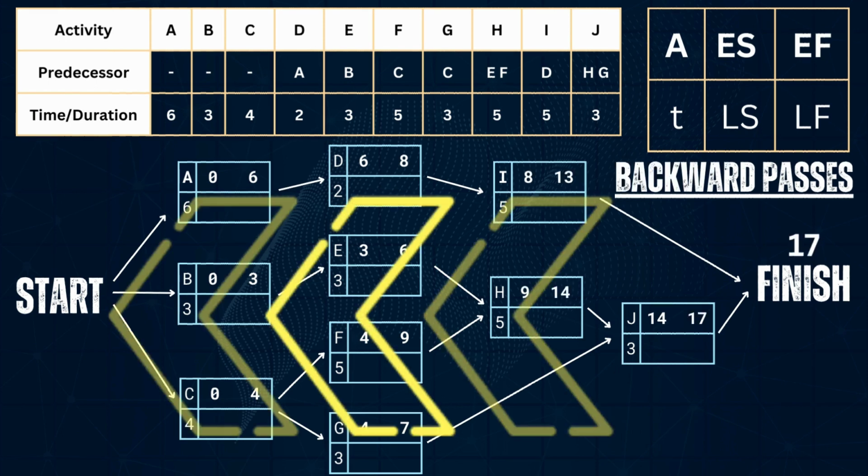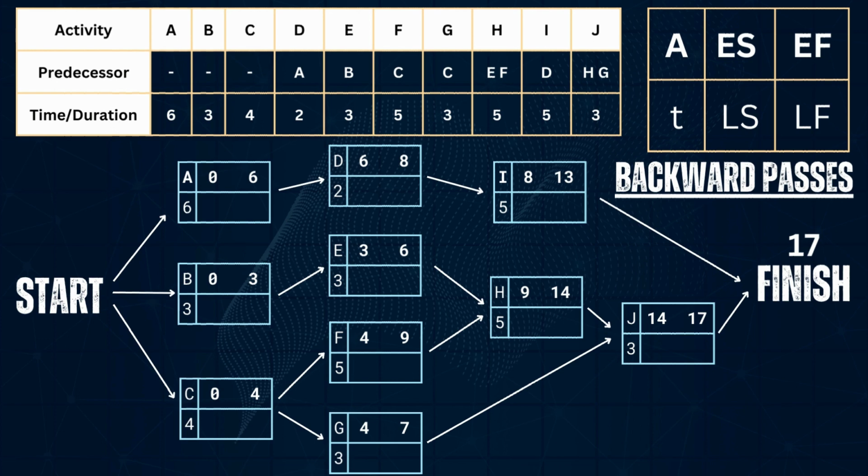Now, let's do the backward pass. Since the project completion time is 17 weeks, the latest finish for activities I and J will be 17. This means that I and J cannot be completed later than 17 weeks. Now, we have the formula to get the latest start of each activity. LS is equal to LF minus T. For activity J, 17 minus 3 is equal to 14, so the latest start of activity J is 14. For I, the latest start time will be 17 minus 5, and that is 12.